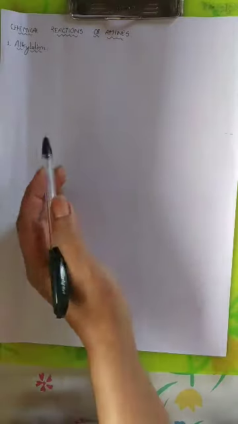Now, in this video, we will be discussing the different chemical reactions of amines. The chemical reactions of amines are alkylation reaction, acylation reaction, carbylamine reaction, electrophilic reaction, and many more reactions. Therefore, first of all, let us discuss the first chemical reaction, that is alkylation reaction. Amines undergo alkylation reaction.